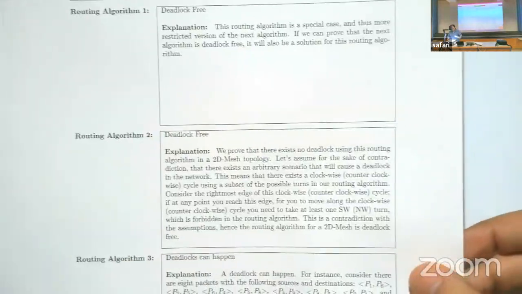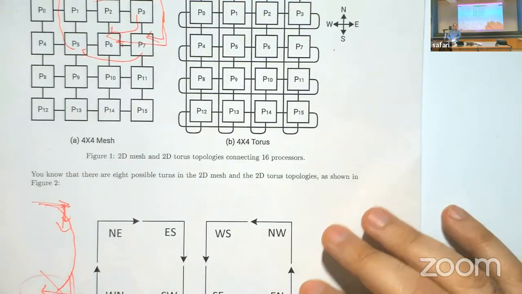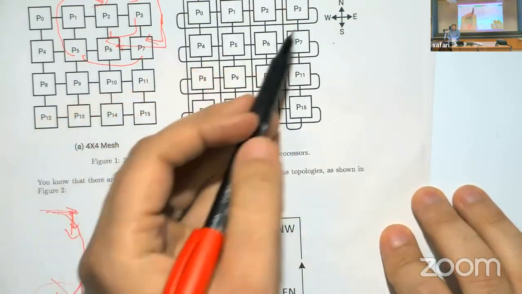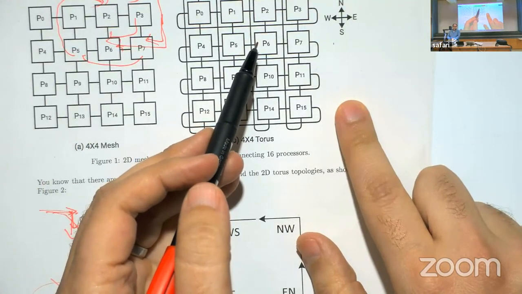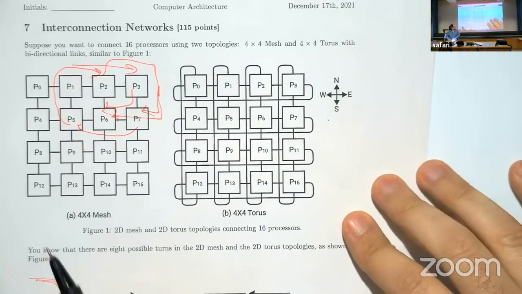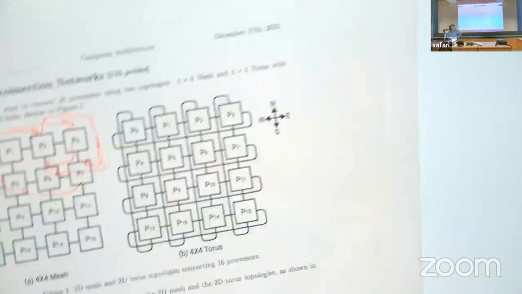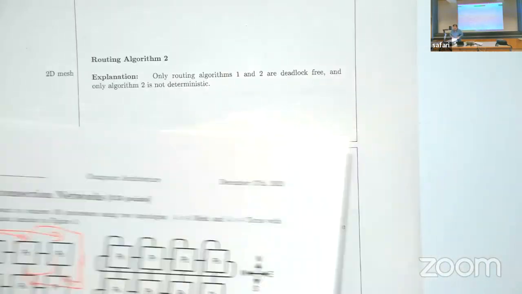So the answer for the Torus network is actually very easy, because all of them have deadlock. In a Torus network, the topology has a circle, right? So even if we only use XY routing, consider this example.